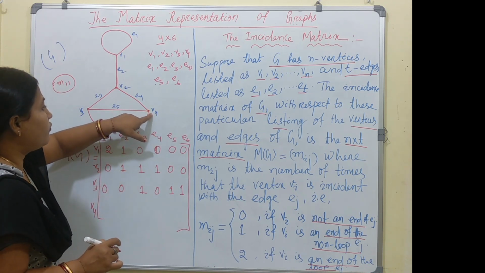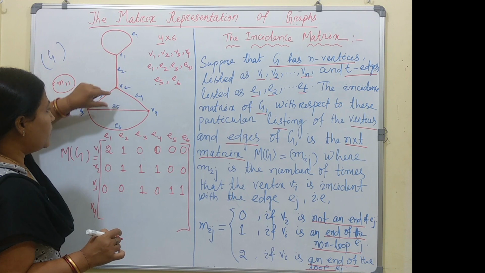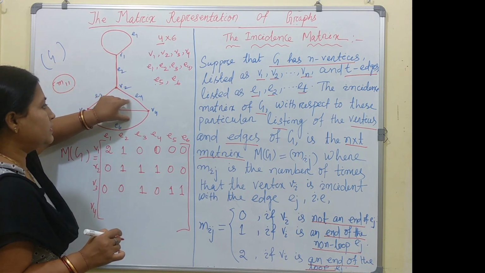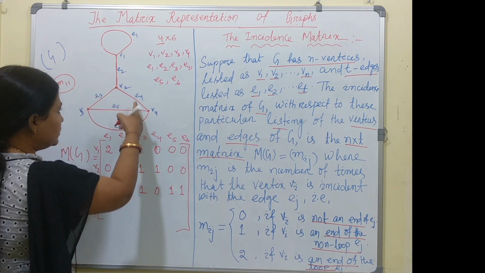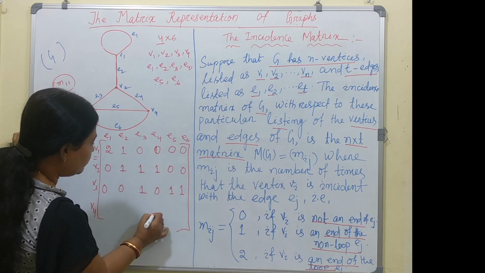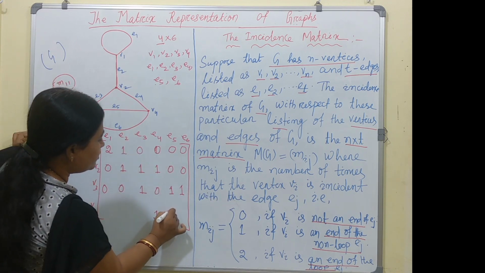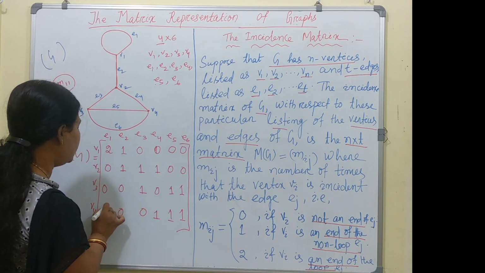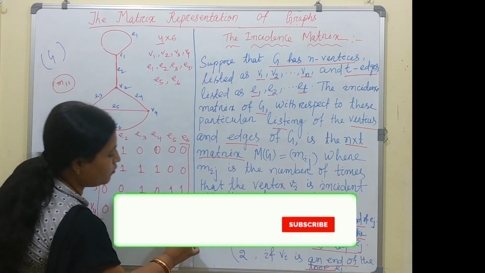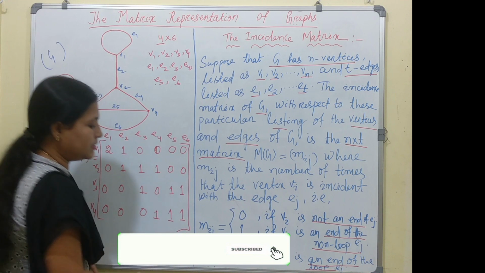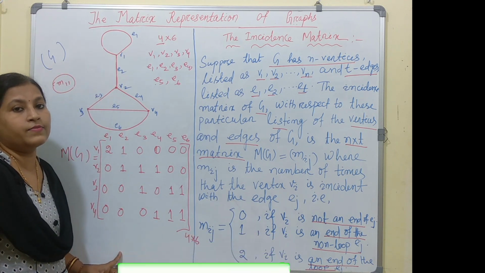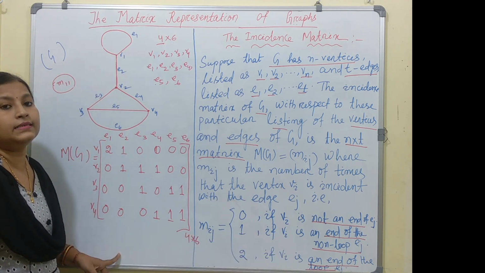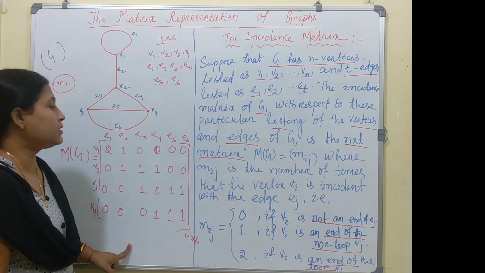Next come to V4. E4, E5, E6 are incident with V4. So E4 is 1, E5 is 1, E6 is 1. All other elements are 0. Now we get a 4 by 6 matrix, and this matrix is called the incidence matrix of this graph.